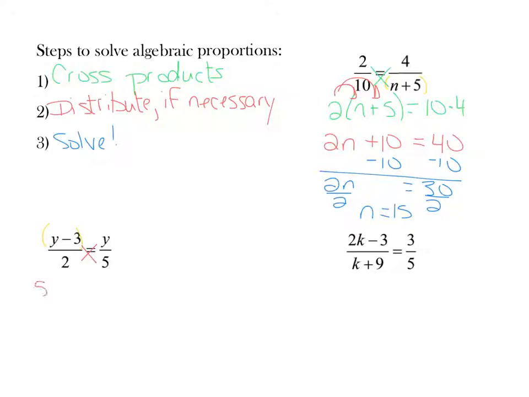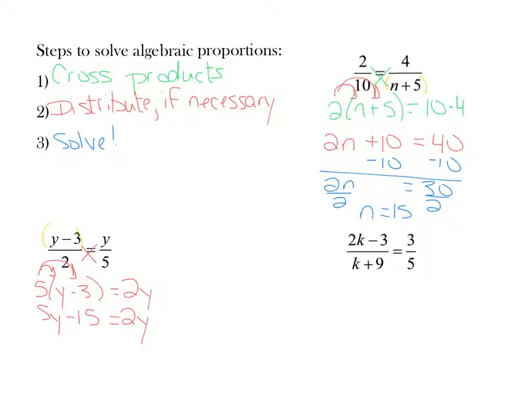I'm going to say 5 times (y - 3) equals 2 times y. So that's my cross product. Then I'm going to distribute. 5 times y is 5y. 5 times negative 3 is negative 15, equals 2y.